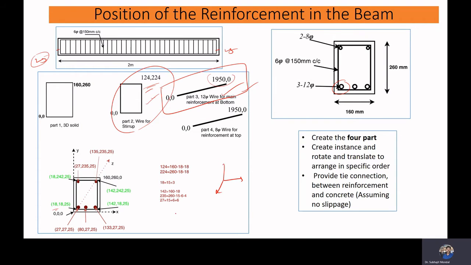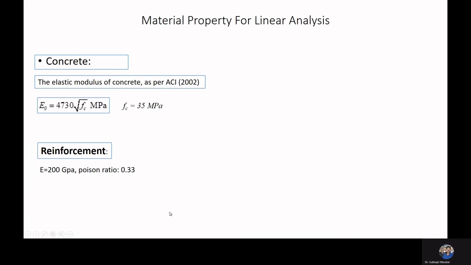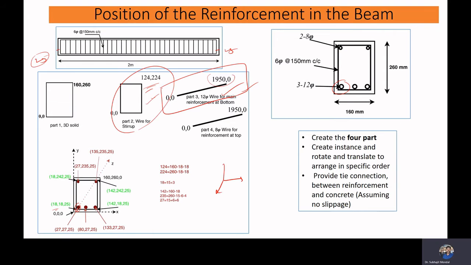So 27, that means your 27 here, that is corresponding to your 15 mm cover. 27 is corresponding to 15 mm cover, plus your 6 mm stirrup and half of the diameter of the main reinforcement. And it will come 27 and 27 and 25 is that here for position considering the cover.